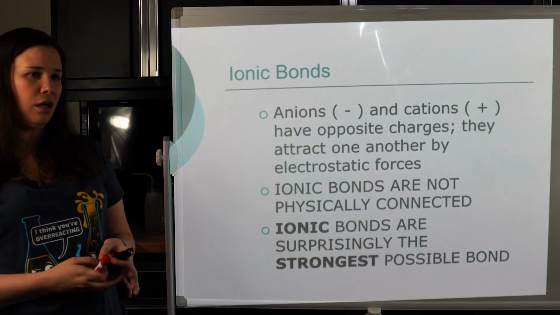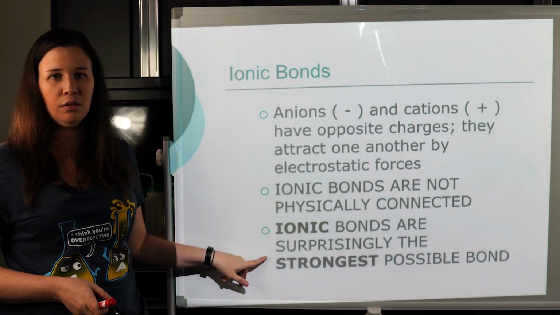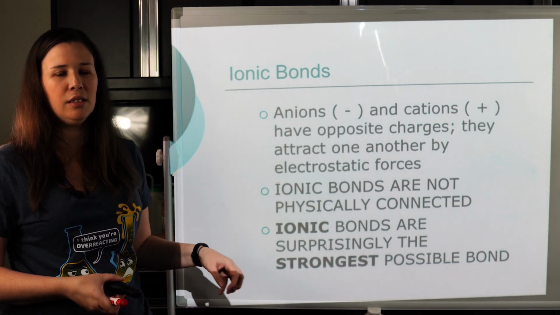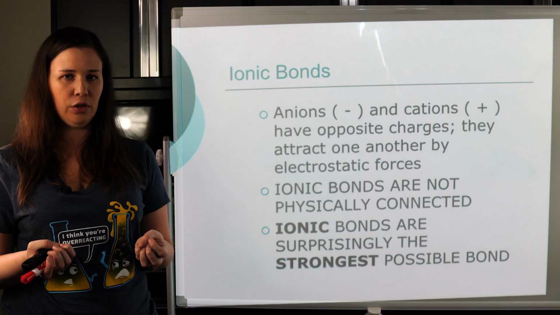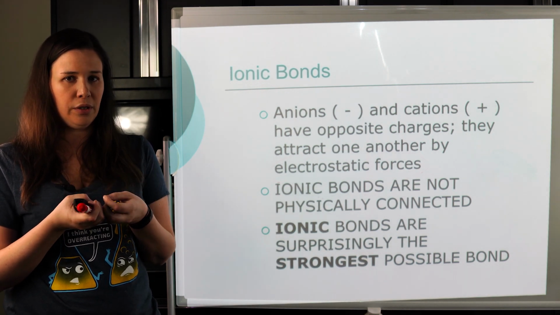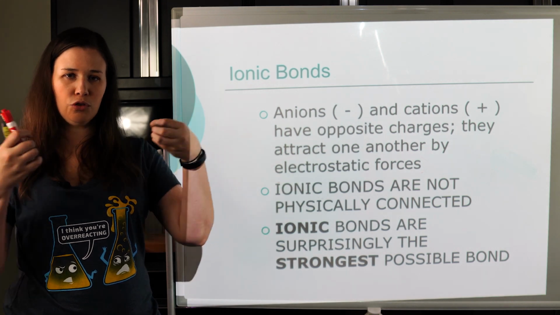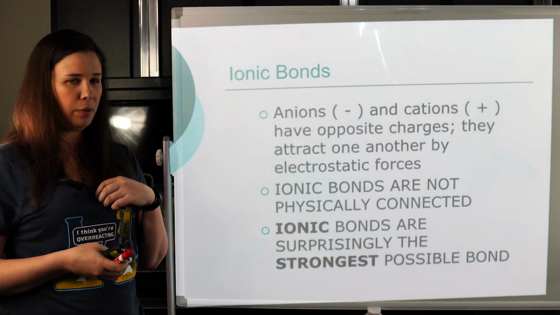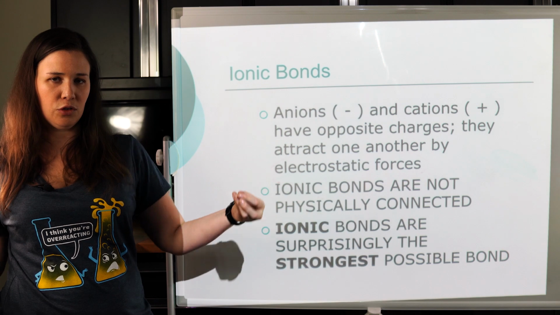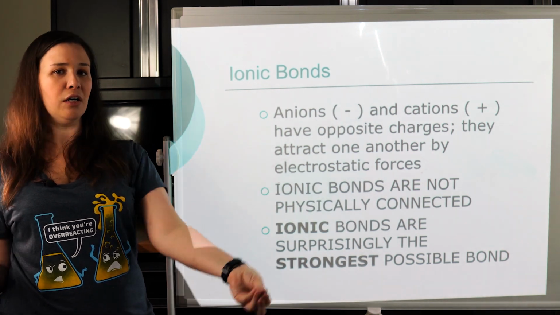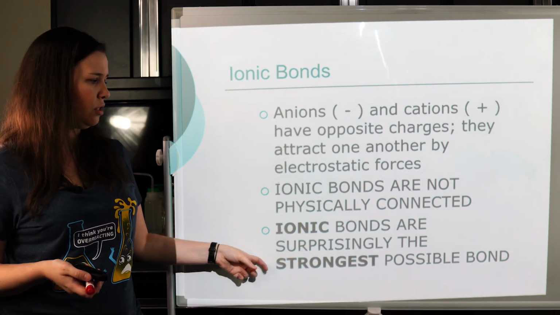So we're going to talk a lot about bond strength in this unit. The main principle behind it is the greater the difference in charge, the stronger the bond. It all comes down to opposites attract, and the more opposite, the stronger the attraction. So ionic bonds are going to have the most opposite charges because they're transferring an entire electron as opposed to sharing, so they would be the strongest bond.